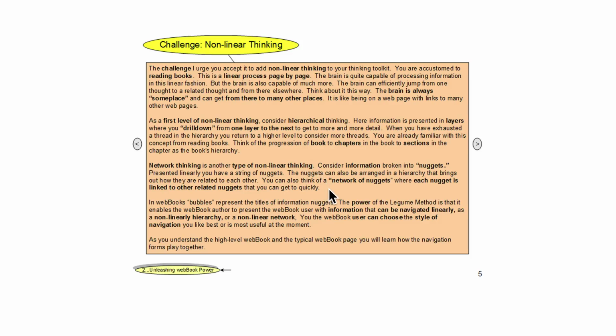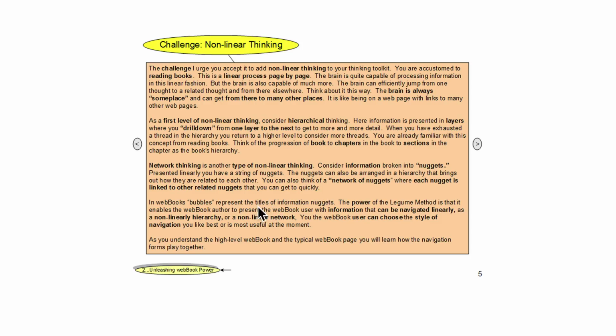Another concept in nonlinear thinking is network thinking. When you consider network thinking, consider information as broken into nuggets, and you can process these nuggets linearly, so you just have a string of nuggets. But you can also arrange the nuggets in a hierarchy that shows how they're related to each other. But you can also think of a network of nuggets where each nugget can be linked to any other nugget so that you can move there quickly. So that's more this network concept that we're trying to understand here.